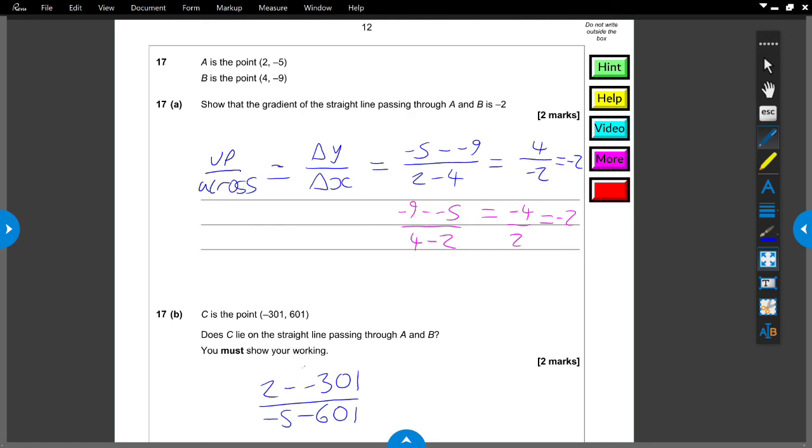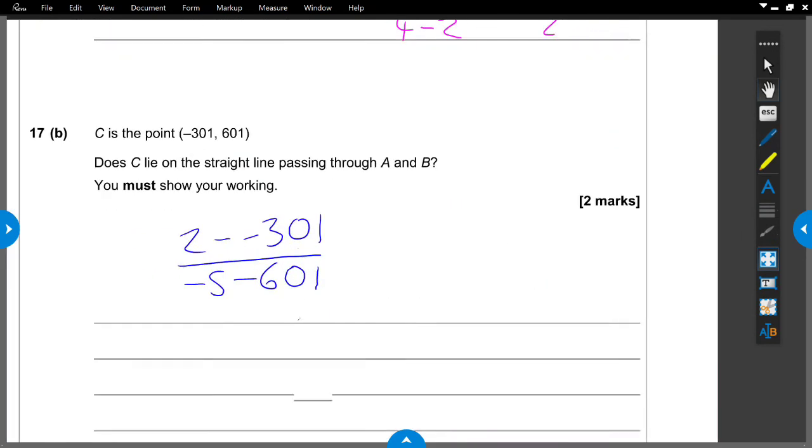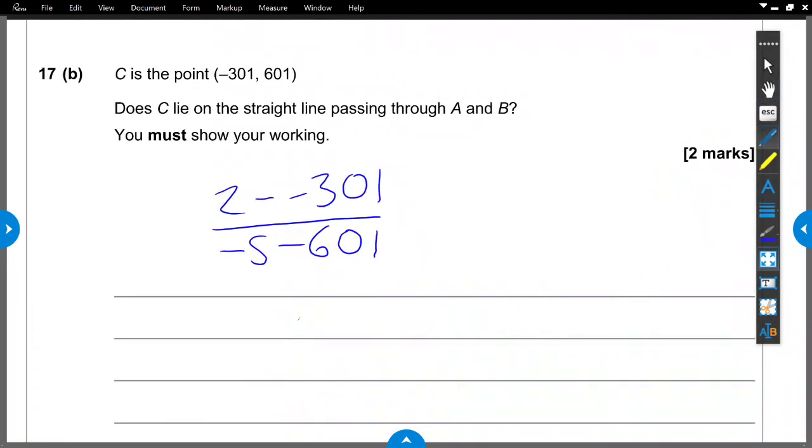This one we can do the other way around again, so we can do -301 minus 2, and we can also do it from point B, because both of these points lie on this line. As long as it's involving point C, then that's fine. So going through this, 2 minus -301, that's a double negative, that becomes a positive. We get 2 plus 301, that's 303. And then -5 minus 601, we're getting more negative, so it's going to become -606.